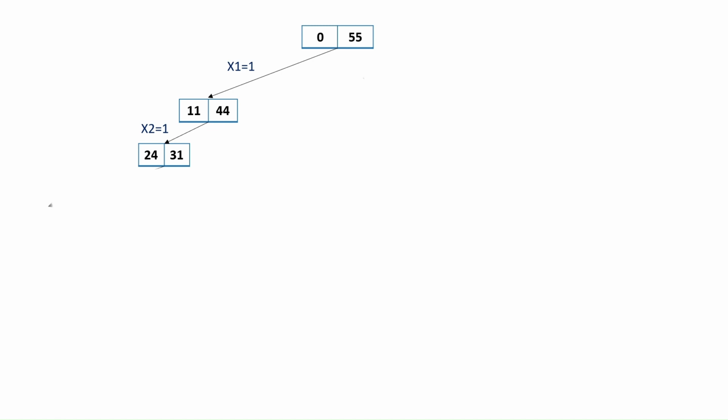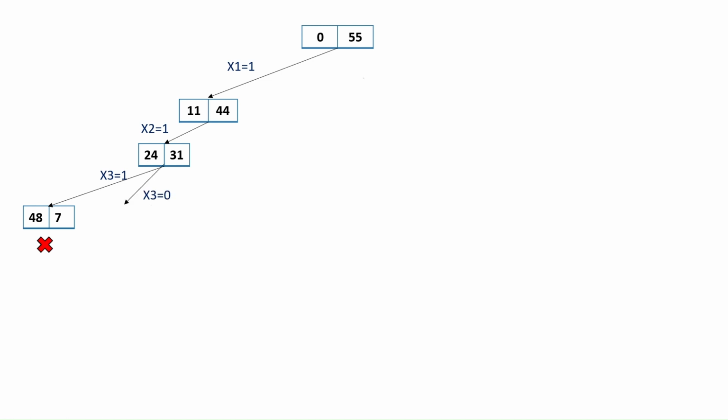Then x3 equals 1. The x3 value is 24. Here 24 plus 24 is 48, and 31 minus 24 is 7. But in the problem the M value is 31, and 48 is greater than 31. So this is not the solution. Then by using the backtrack technique we go back to x2.